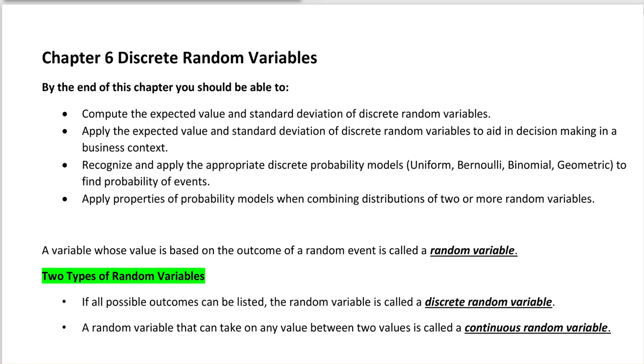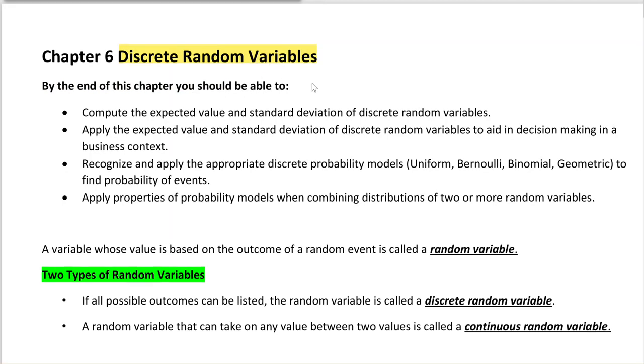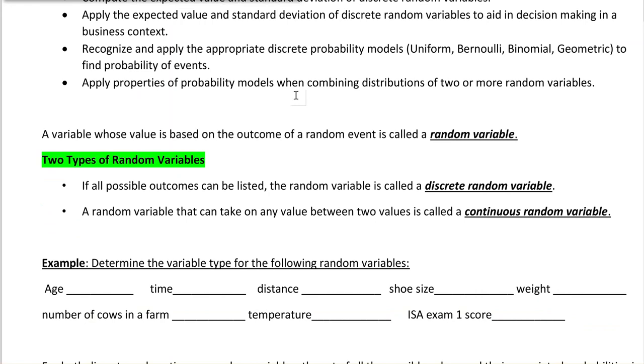Alright, so for chapter 6, we will talk about the discrete random variables. For discrete random variables, actually we don't know what the discrete is, right? But we know what the variables are. So we keep talking about the variables.